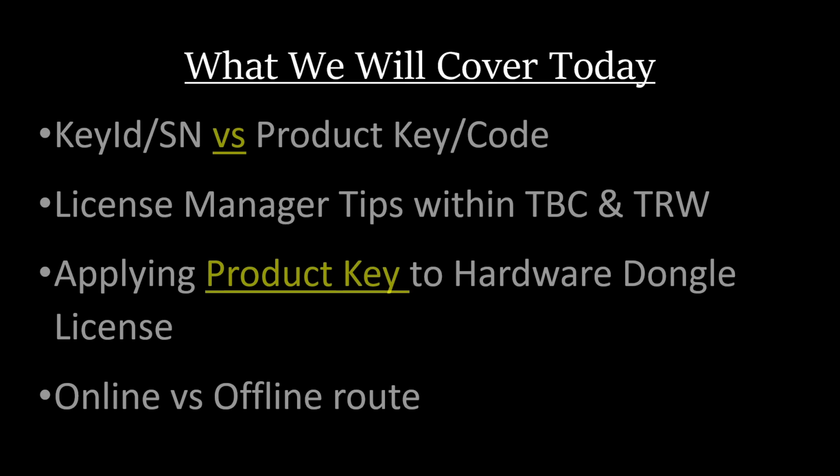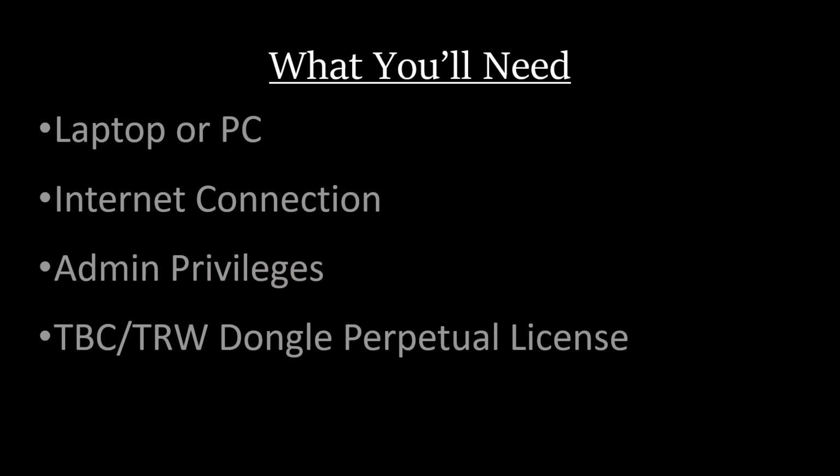We're also going to talk about the license manager, some tips with using that, and just getting up and running with your dongle license and either software, how to apply a product key to your hardware dongle license. Traditionally, we can go the online route, but occasionally, due to security restrictions or access to network or the internet, you may need to go the offline route. So we'll talk about both of those options. As far as what you'll need, you'll definitely need a laptop or a PC, a connection to the internet. Admin privileges would be a good idea as well, and your TBC or Trimble RealWorks dongle license.